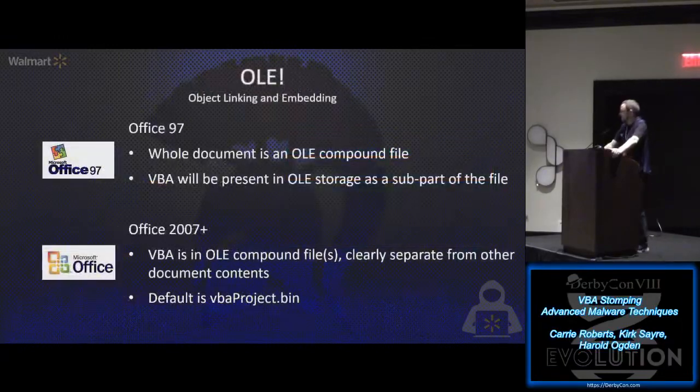So object linking and embedding, if you're not familiar with it, it's a proprietary format Microsoft developed. Like I said earlier, in the 97 format, the whole thing is in one big OLE file, but in Office 2007 and plus, in the OpenXML format, VBA that you write is going to be stored in an OLE compound file that's clearly separate from the other parts of the document, and it's going to be saved as vbaProject.bin inside that zip file.